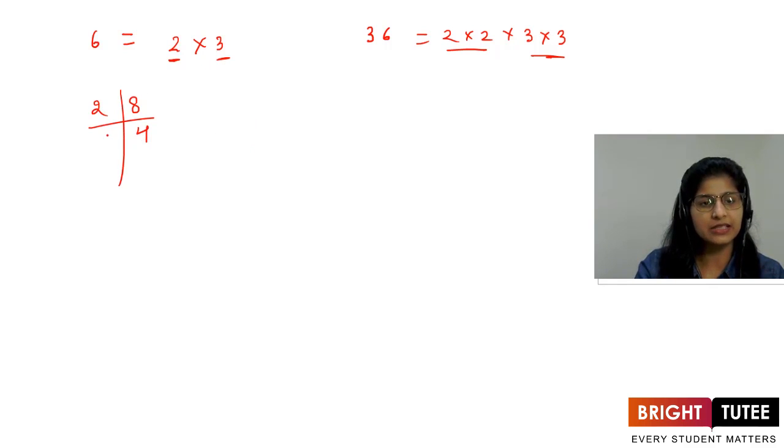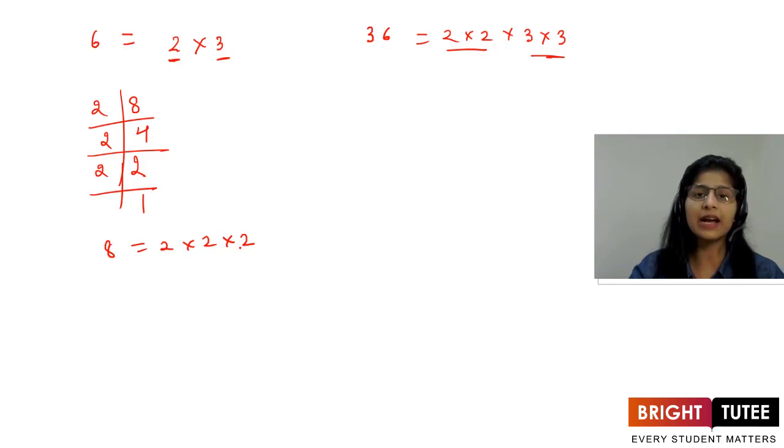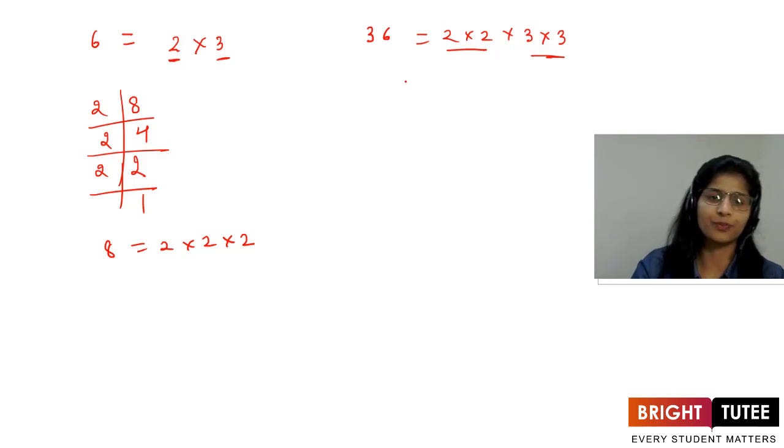2 4s are 8, then again with 2, 2 2s are 4, again with 2. Right? So in 8, I am getting 2 into 2 into 2. That means the occurrence of 2 is 3 times here. Let us try with the square of it. The square of it is 64. So let us try with 64.